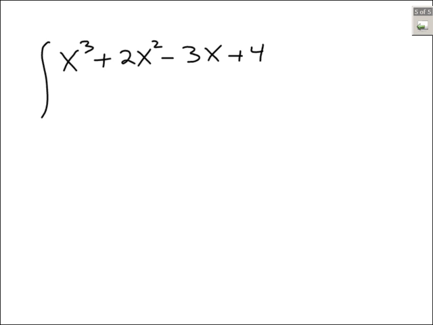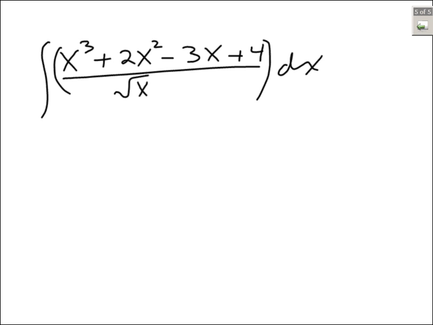Okay, suppose you had the integral of x cubed plus 2x squared minus 3x plus 4 all over the square root of x dx. I mean, what's the antiderivative of what's inside the brackets? Well, let's clean it up a bit. Remember, the square root of x is x to a half.